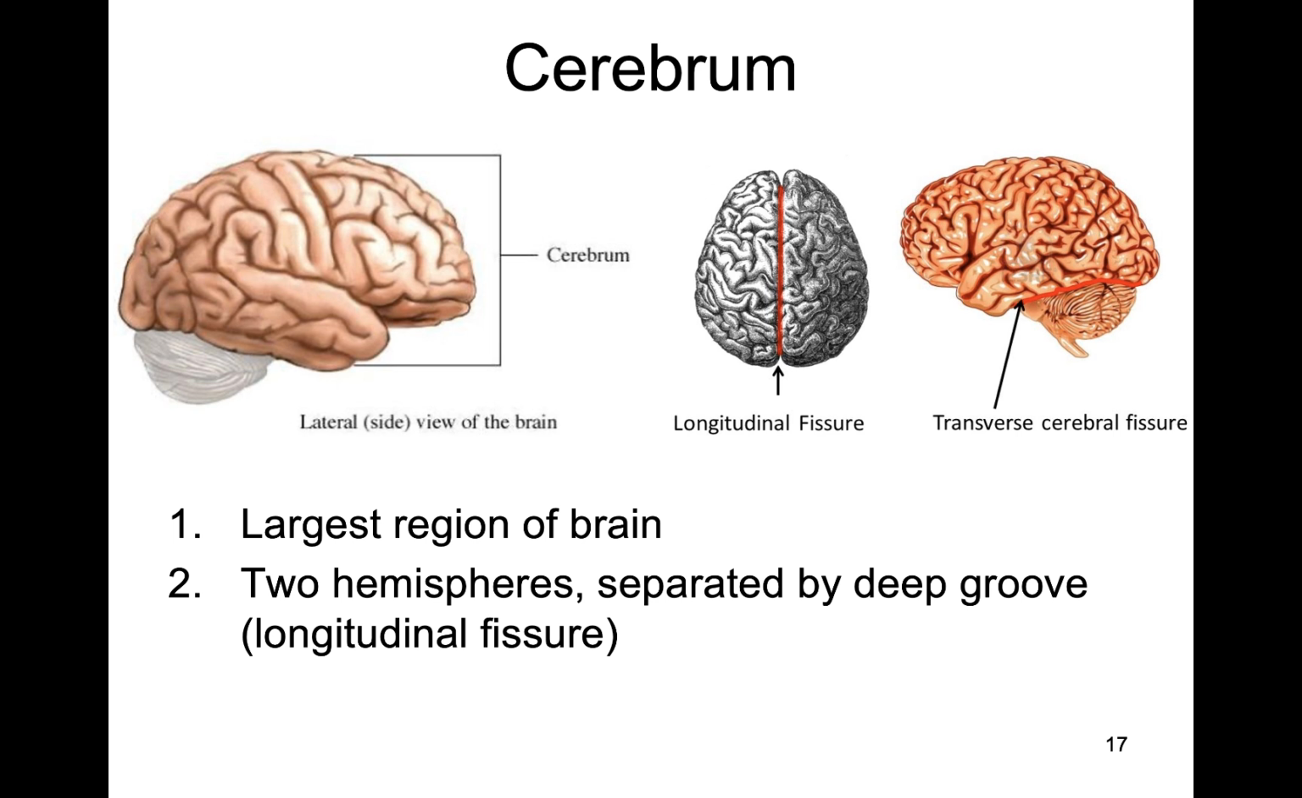It has two hemispheres, and these two are separated in the middle by this fissure. That's called longitudinal fissure. Fissure is a really deep groove. And then there is another fissure that's called transverse cerebral fissure, or just transverse fissure. And you can see I'm doing brain dissection. And this transverse fissure is going to separate the cerebellum from the cerebrum. So this part from this part.